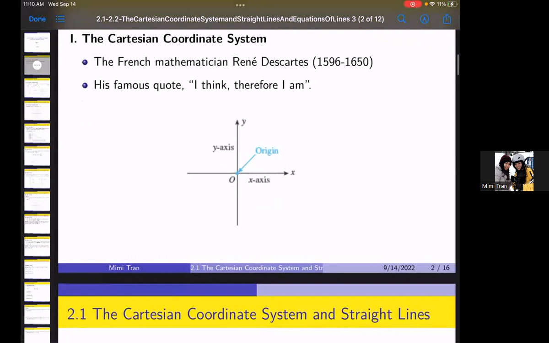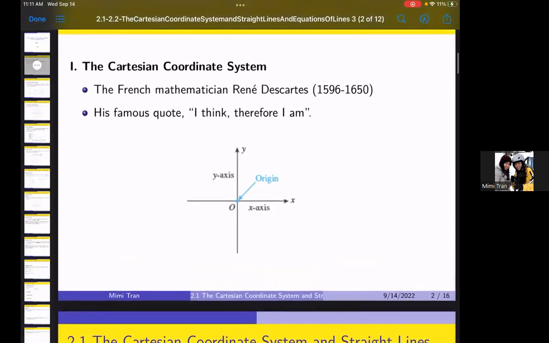So yeah, that's how we come up with the Cartesian coordinate that we learned today. You might have seen his famous quote, "I think, therefore I am." Have you guys heard of that? Maybe in philosophy class or whatnot. I think, therefore I am. I like that quote. So the reason he died early is this.